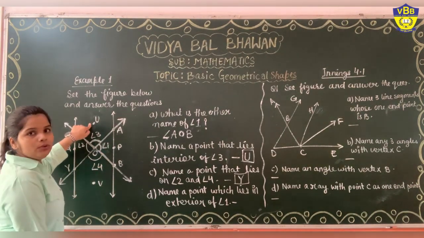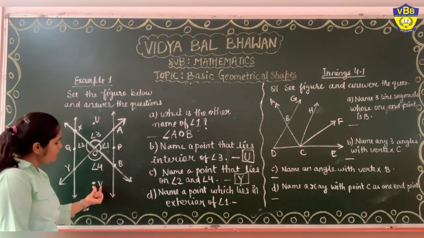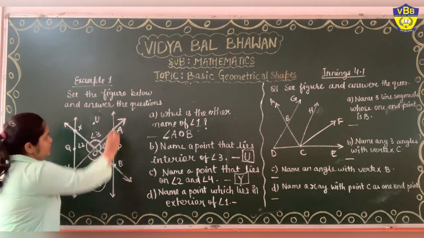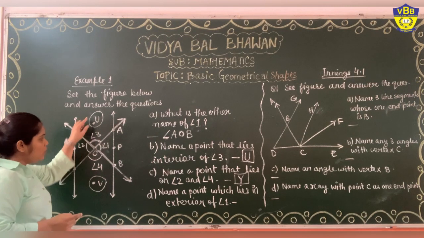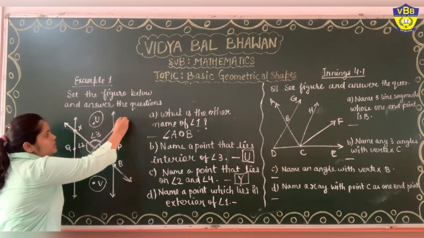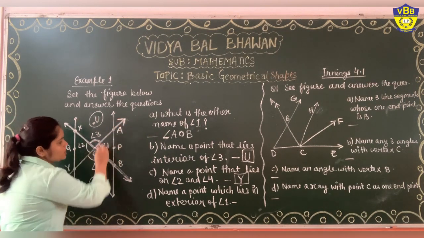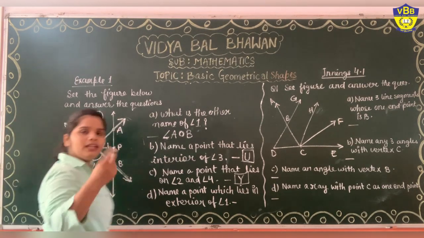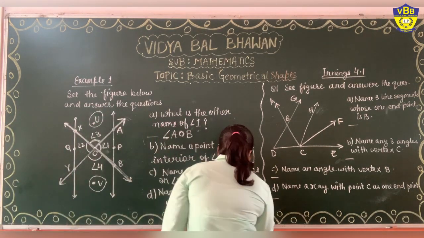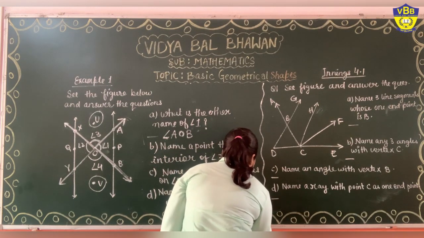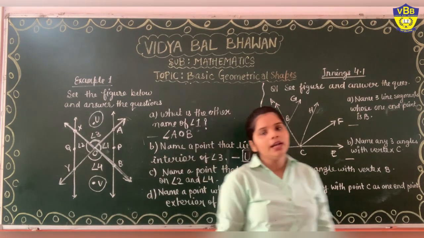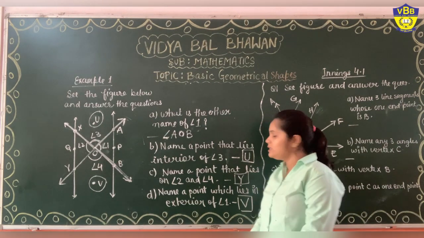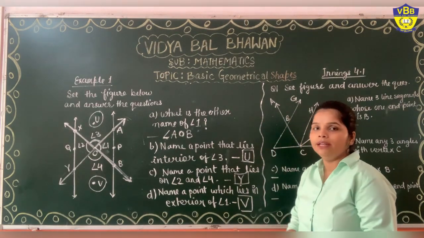It can be U or it can be V. There are 2 points here. Both these points are outside this region of angle 1. So you can write any point. We are writing V here. V is the point which is in the exterior of angle 1.